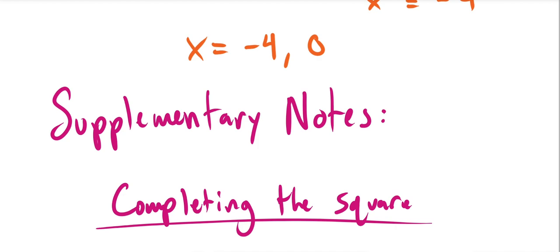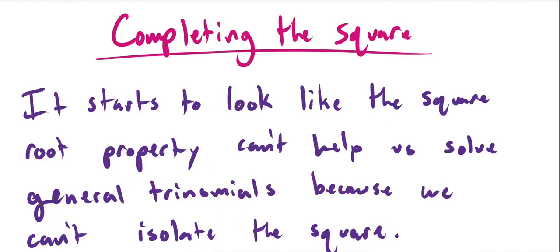So in order to motivate that, I'd like to provide here an example of the method called completing the square, because really it starts to look like the square root property can't help us for general trinomials. We can't isolate the square, we can usually just generally factor. And that's not the same, right? We need a square term to pop out, and it has to be isolated. So when can we really use this?